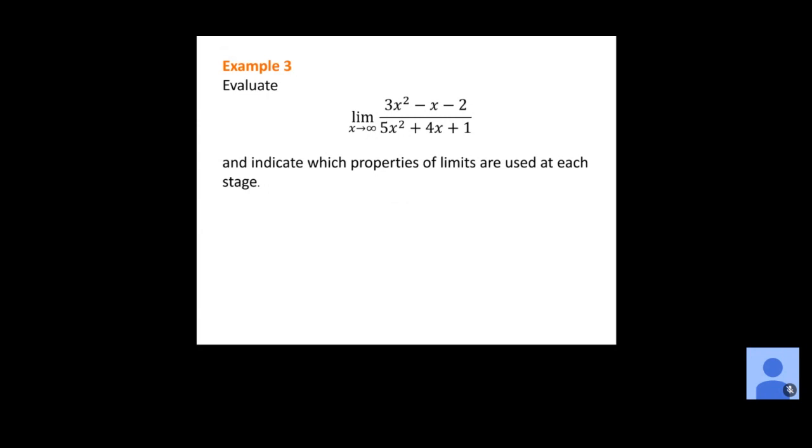All right, so now we want to evaluate a limit. We have a rational function here, 3x squared minus x minus 2 over 5x squared plus 4x plus 1. We're going to use our limit rules that we already know to try to evaluate this limit now. So notice, infinity is not an actual number. We can't do a direct substitution. So we are going to have to break this thing down and think about how we can use our limit laws to actually figure out what this limit's going to be equal to.